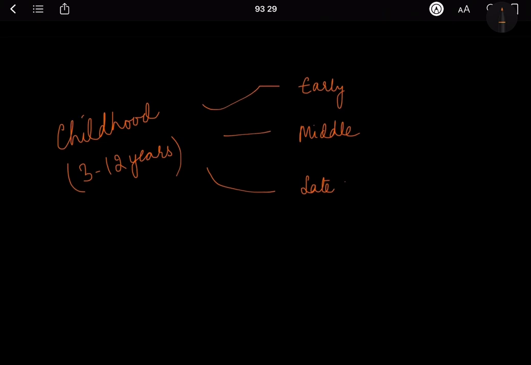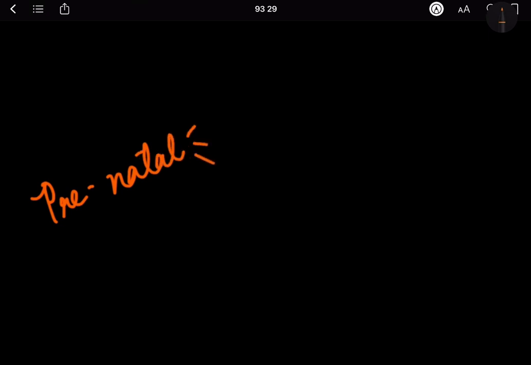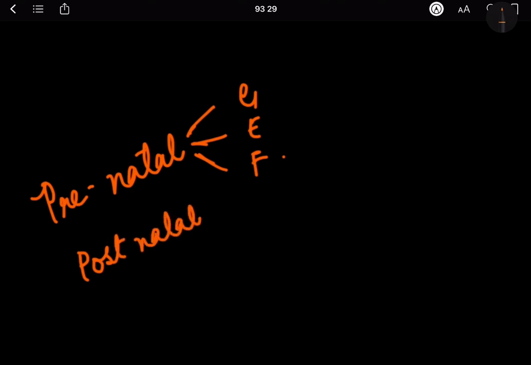ठीक है. अभी तक what we have done, if we have to just revise: we have done the prenatal में there were 3 phases. I'll just say it like that: germinal, embryonic, fetal. Then we did postnatal starts. In postnatal we did infancy.